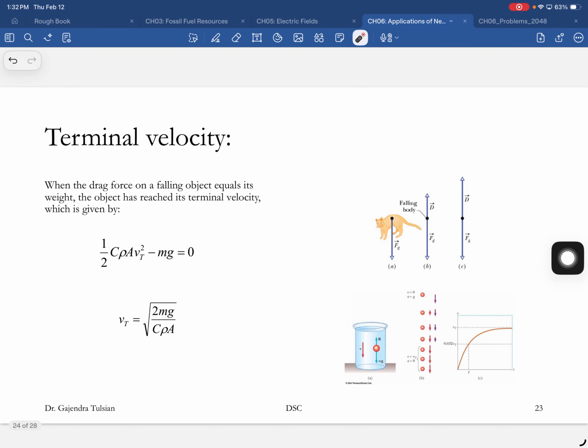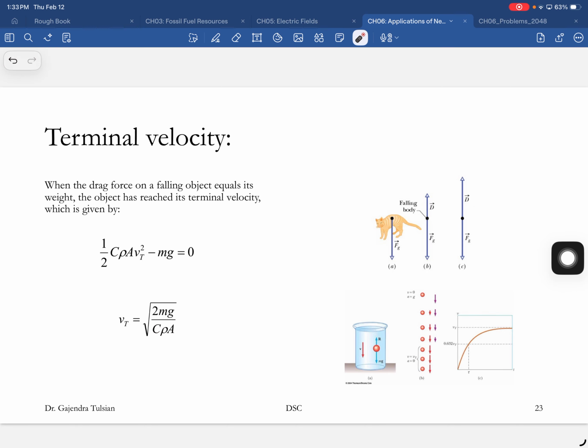All right, so how do we calculate terminal velocity? Terminal velocity occurs when your acceleration is 0, that is, when the drag force is equal to your weight. And so you can solve for terminal velocity, and it's the square root of 2mg divided by the drag coefficient times rho, the density of the fluid through which you're falling, times A, the area of cross-section.